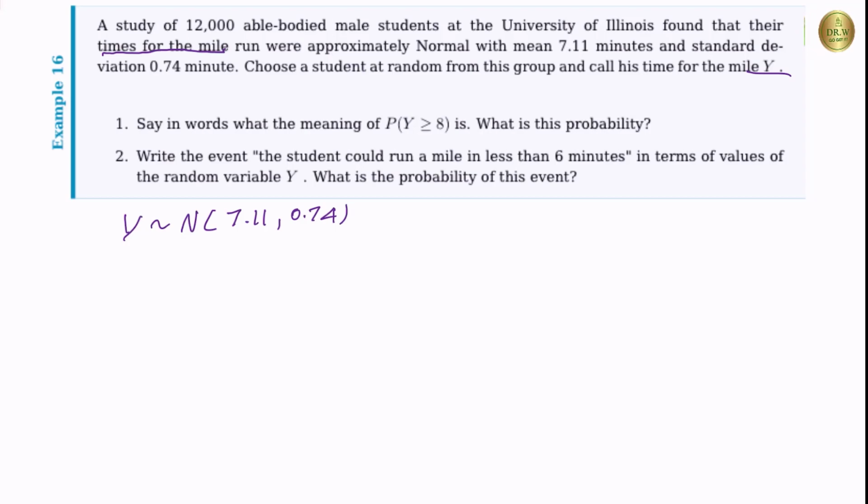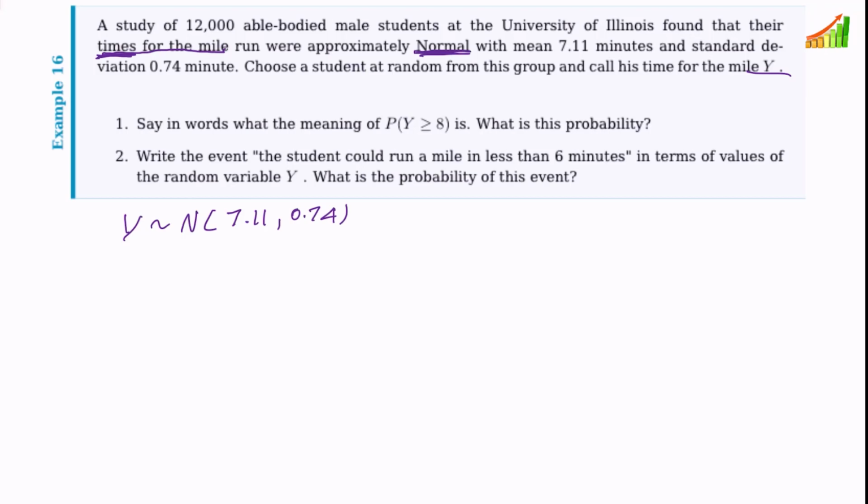What type of random variable do we have? Here y is a random variable. y has a normal distribution. So normal distribution is always continuous. Therefore we can say y is a continuous random variable. And also y is used for the times for the mile. Times is continuous. Therefore we can say y is a continuous random variable. We can use both factors to decide the random variable.